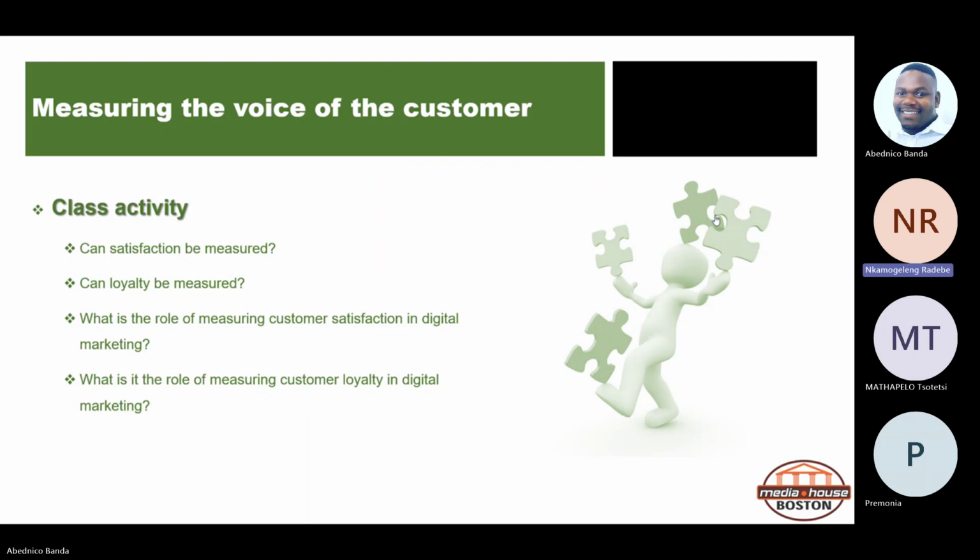All right. Let's hear from a lady now. How can you measure satisfaction? Matapelo, Nkamo is ready to take the notes. From both views, whether it's branding or relationship views, how do you think satisfaction can be measured?